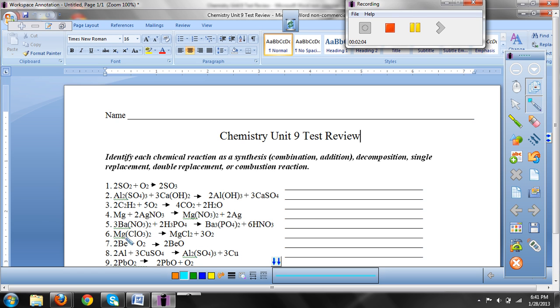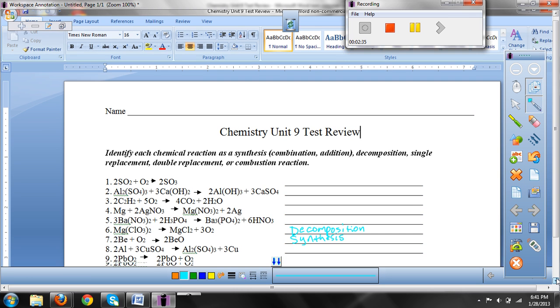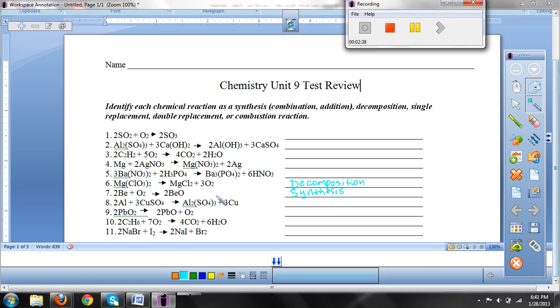Number 6, this was magnesium chlorate, it's going to break down into magnesium chloride and oxygen, so that one is a decomposition. This beryllium is going to meet with this oxygen and make beryllium oxide, so I know that's a synthesis or an addition or a combination. Synthesis, all right. And then I'm going to move on. I'm going to look at number 7. I just did, sorry. Number 8 is where I should be next.